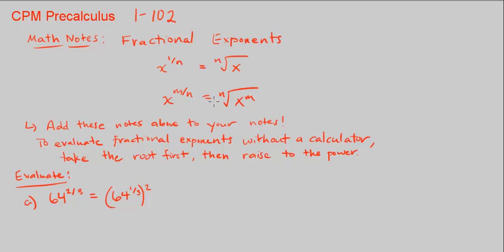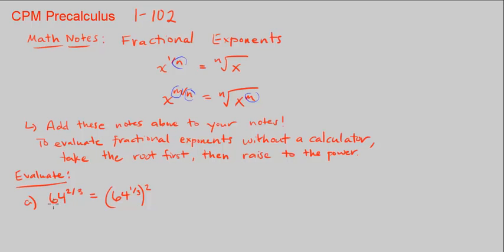To evaluate fractional exponents without a calculator, make the numbers as small as you can by taking the root first and then raising to the power. So that's saying do the root part first. This is the root part, looking at the denominator. Look at the root part first and then raise it to the power later. This is the power later. Okay, so let's look at example A.